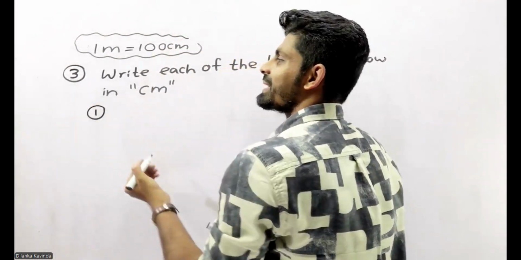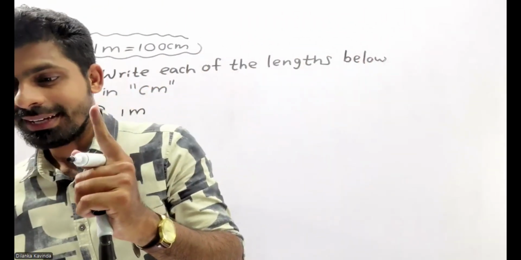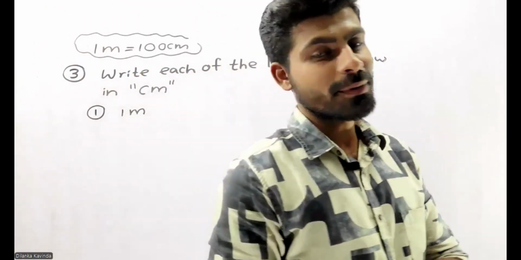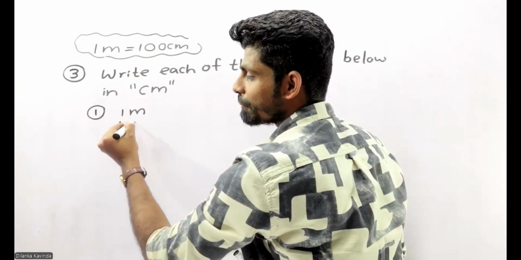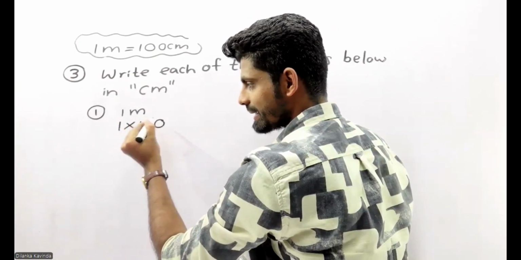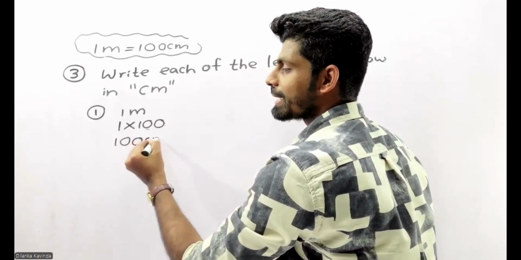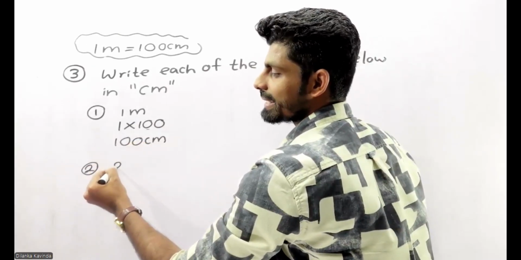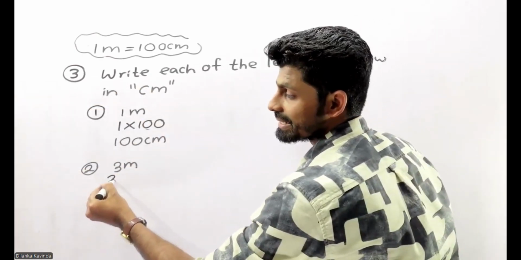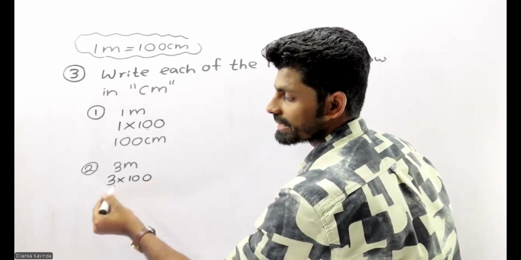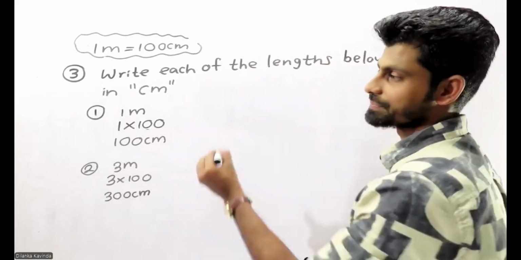Question number 1: 1 meter. Always we are starting from 1. 1 meter means multiplied by 100, so 1 into 100, 2 zeros should be there: 100 centimeters. Let's take 3 meters. That means 3 multiplied by 100, and 2 zeros: 300 centimeters.